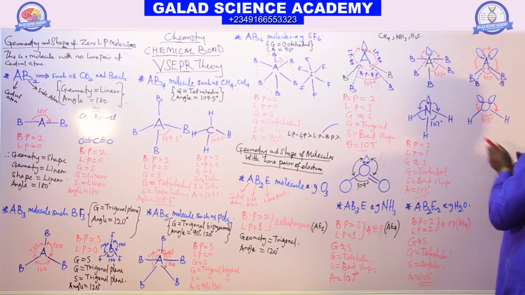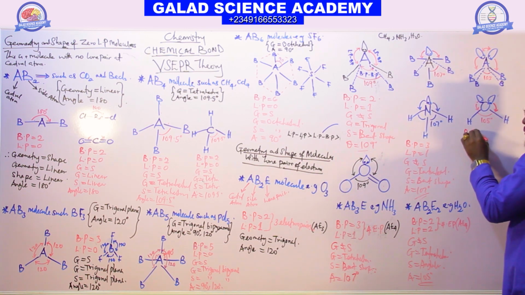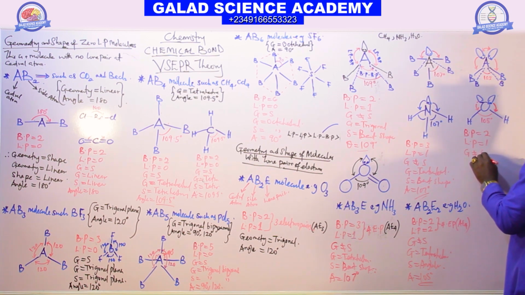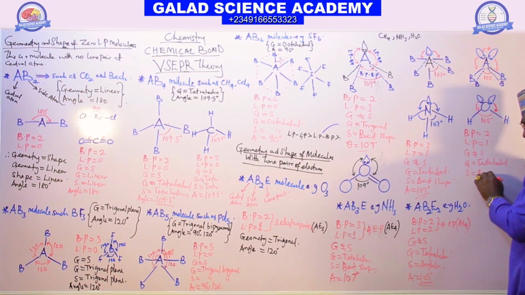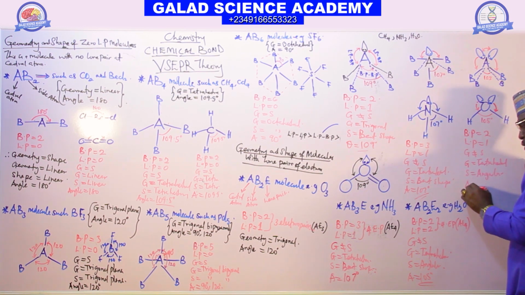So we have bond pair equal to 3, and lone pair equal to 1, this is AX4. Then the geometry is tetrahedral, and the shape is angular, and the angle is 105.